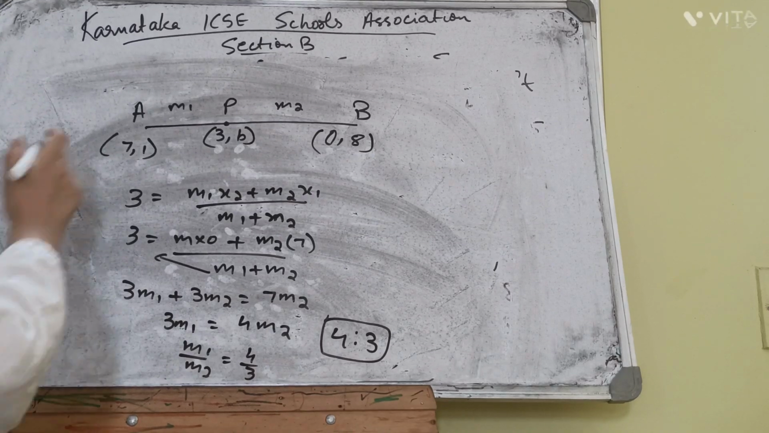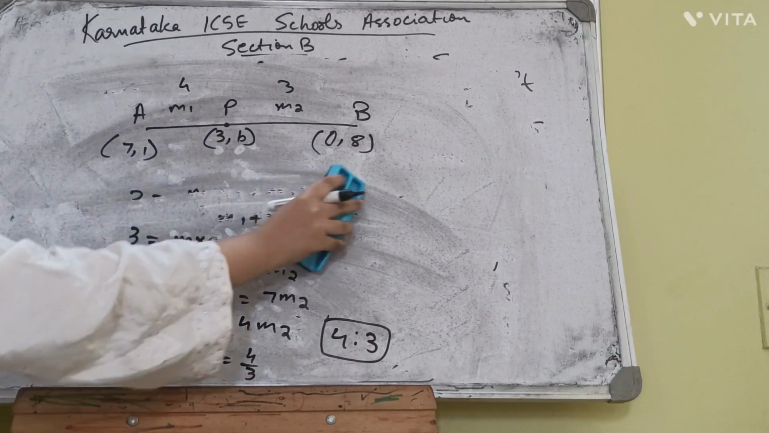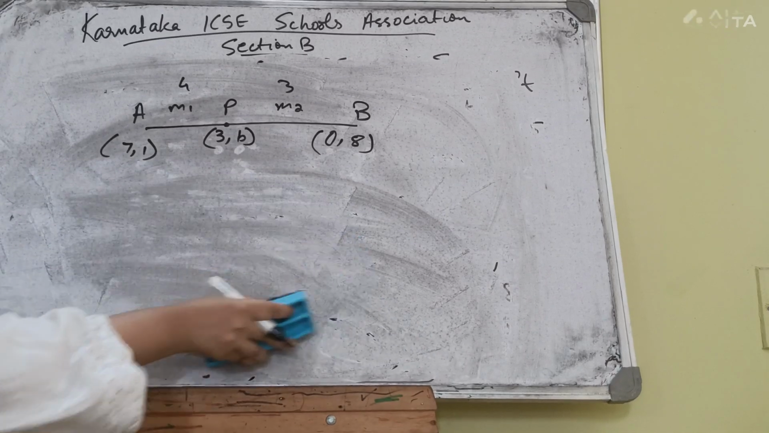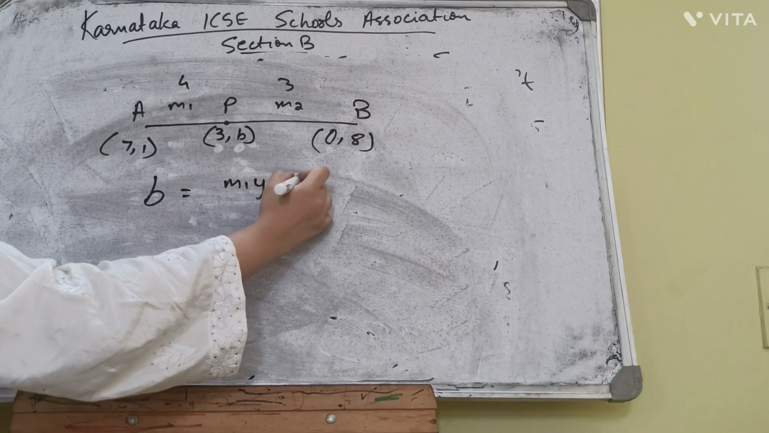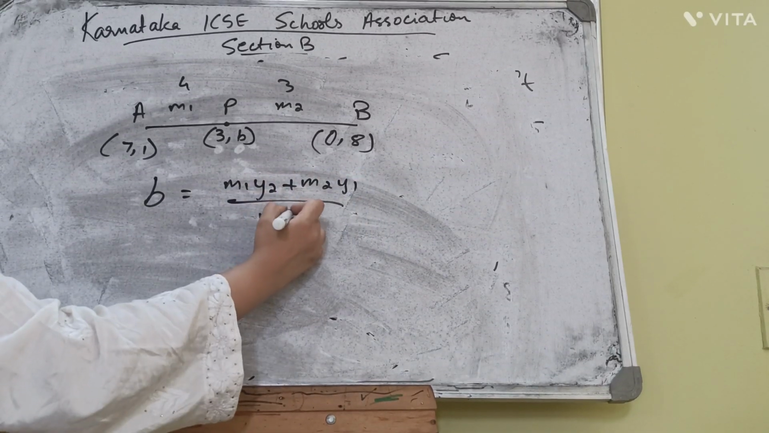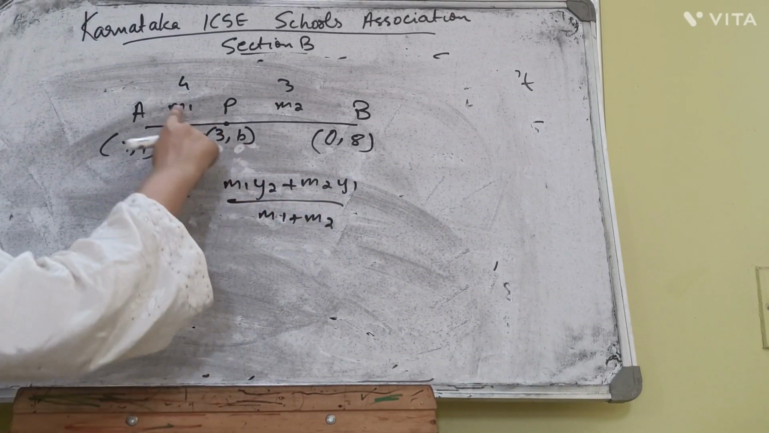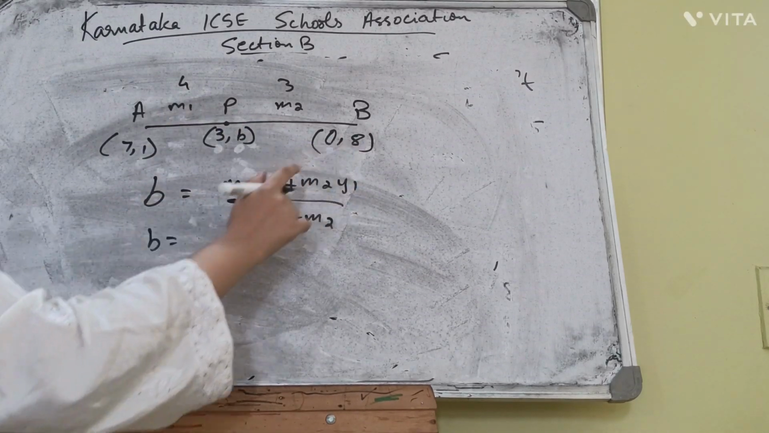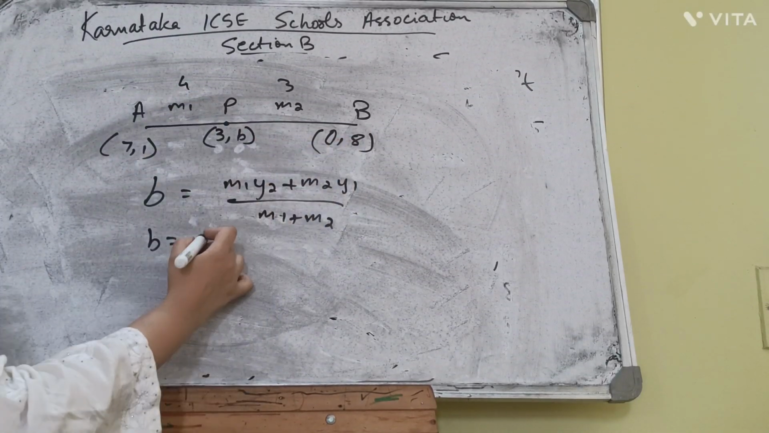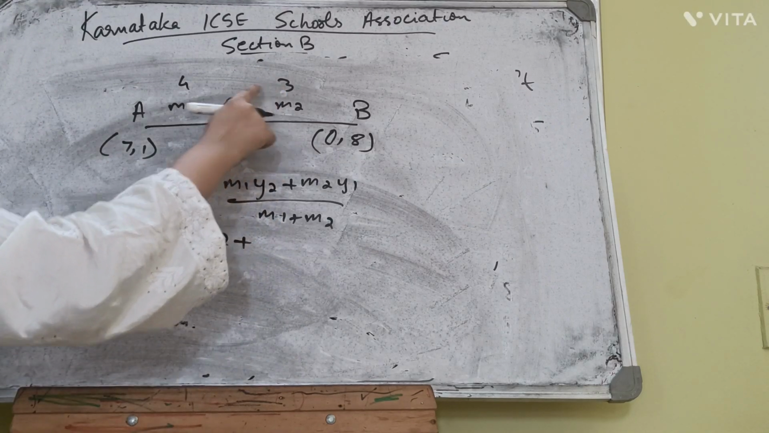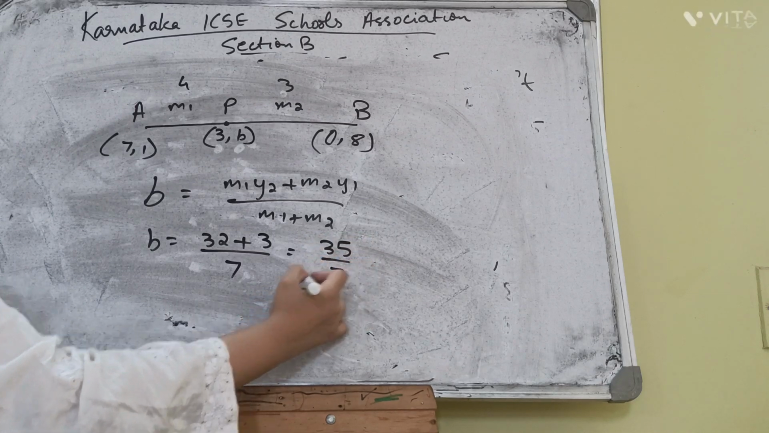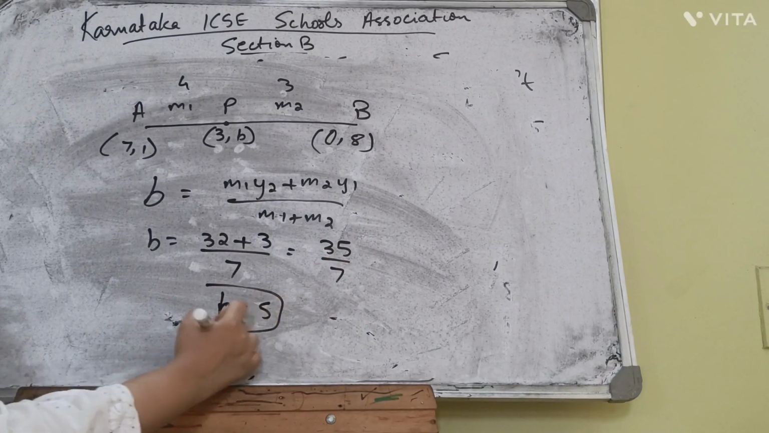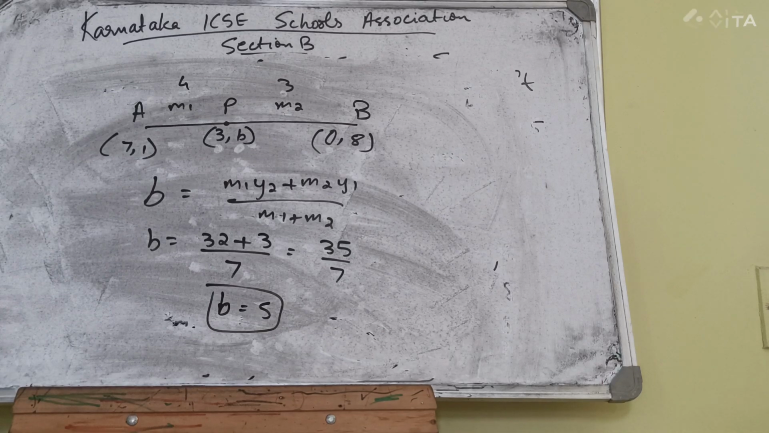Once you have the ratio, now you can find the value of B. So B will be equal to m1 y2 plus m2 y1 by m1 plus m2. m1 into y2 is 8. So m1 is 4, 4 8s are 32, plus m2 is 3, 3 1s are 3, by 7. We have 35 by 7. So the value of B is 5.